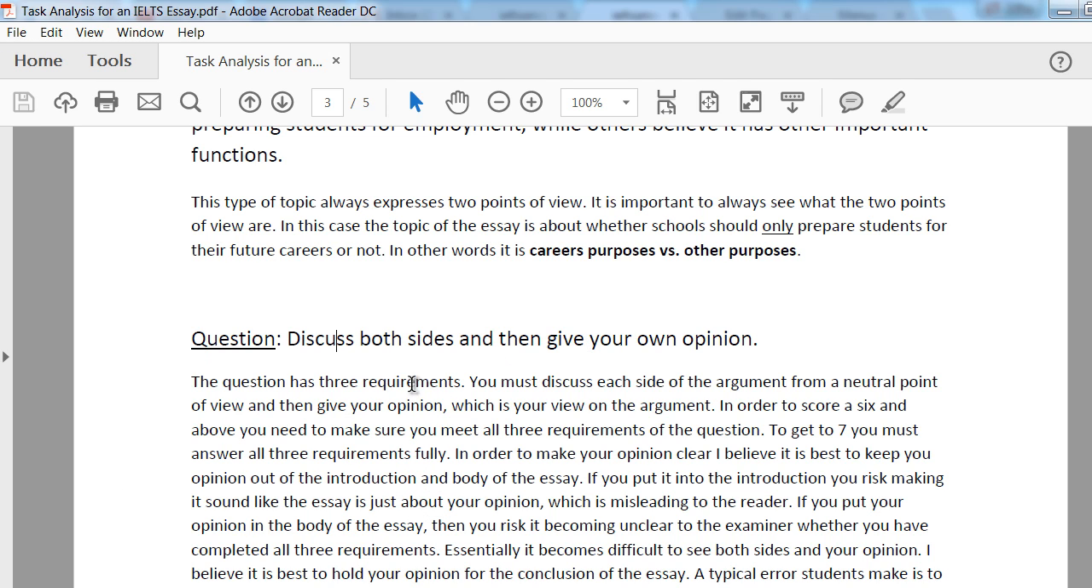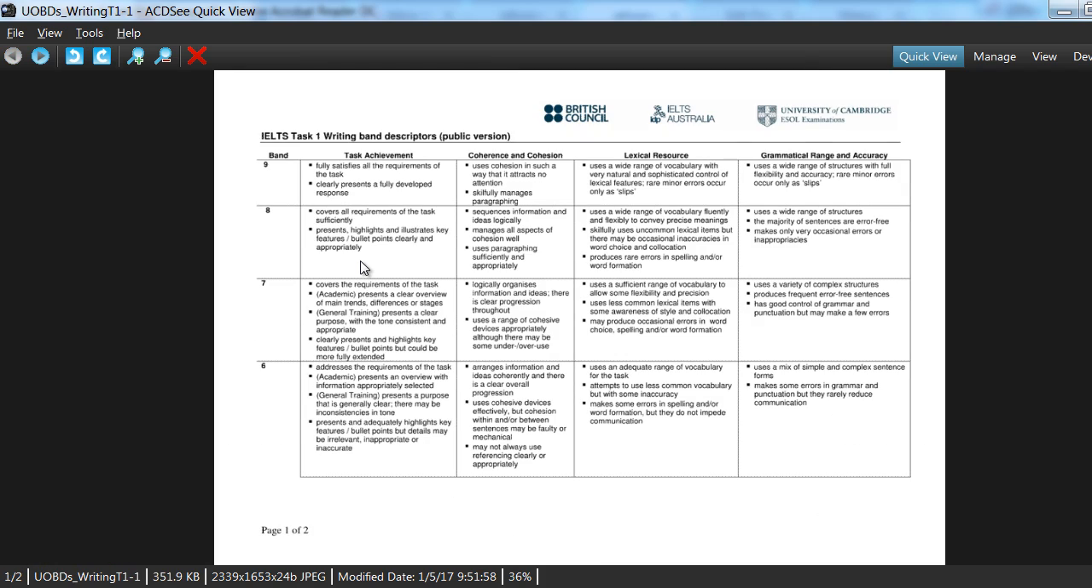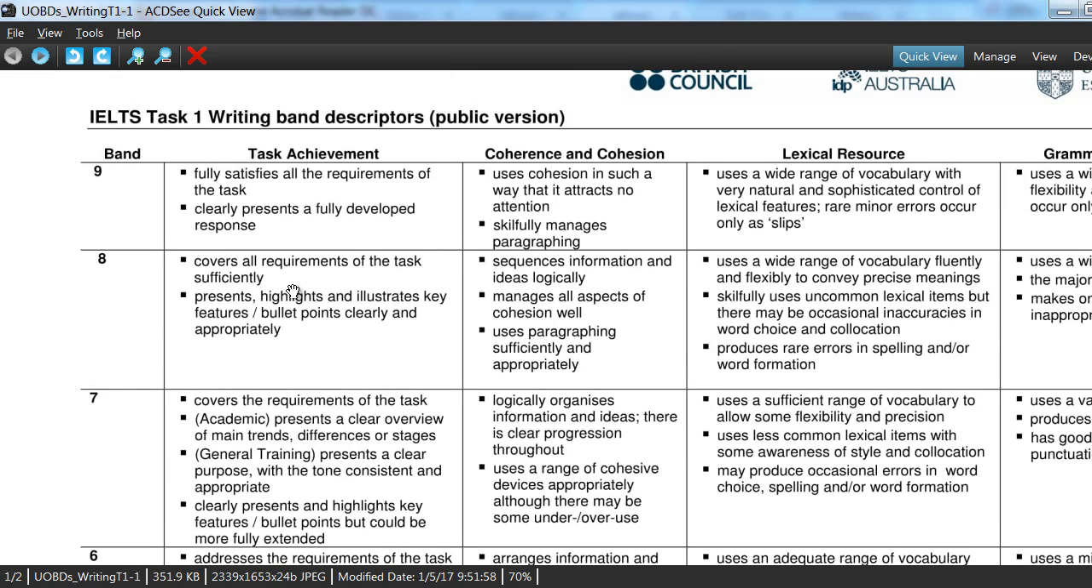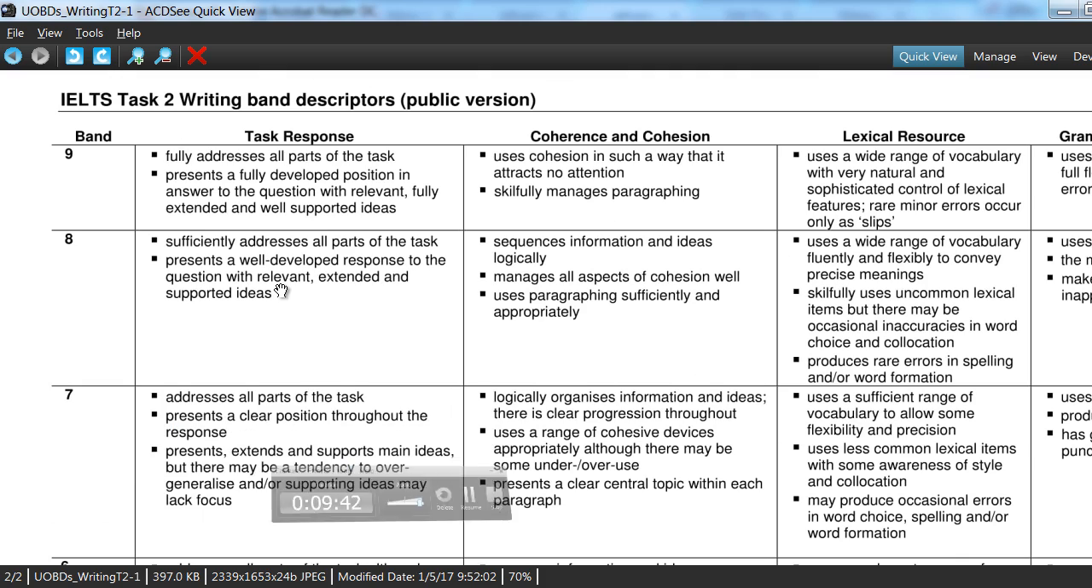So essentially we've got three things to do here. We've got to discuss both sides. That's two. So we probably need a paragraph for one side, a paragraph for another. And then we also need to give our own opinion, perhaps another paragraph for our opinion. And it's incredibly important to do all three of these well. If we go back to our grading criteria, I'll just make that a bit bigger. Let's have a look at an 8. Sufficiently addresses all parts of the task. So it's really important to do all parts of the task well.